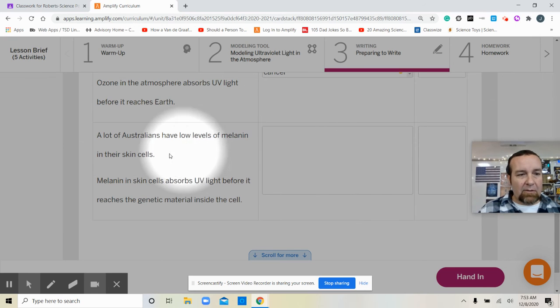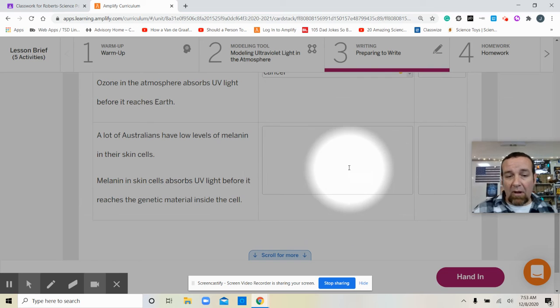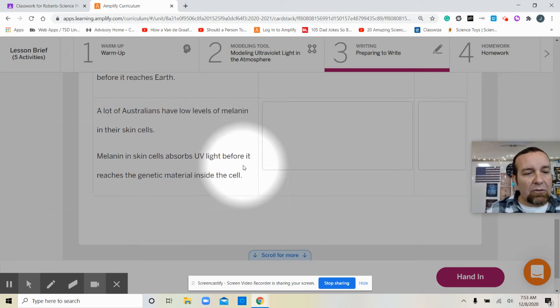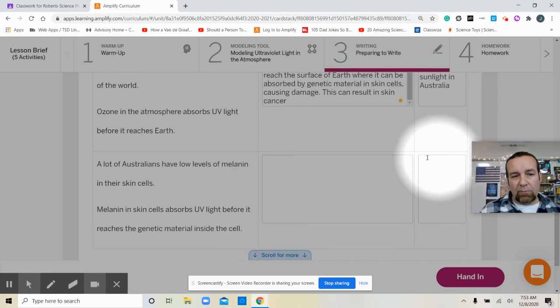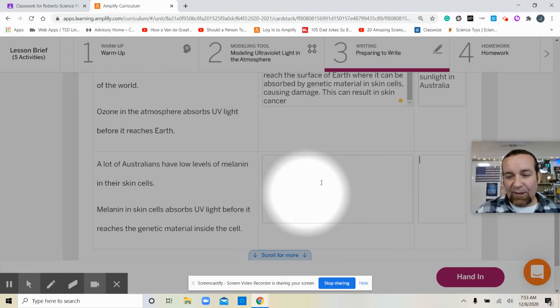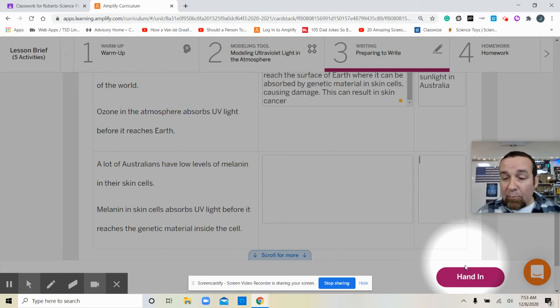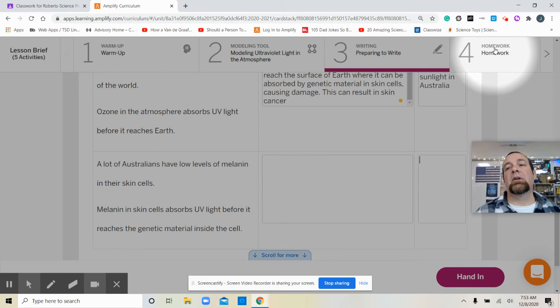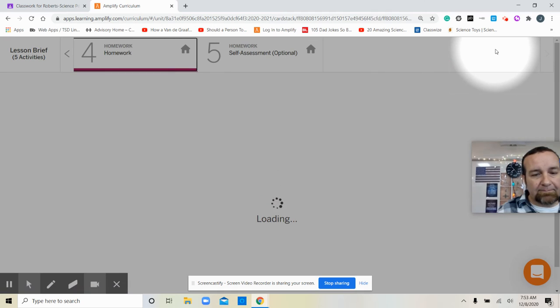Now for over here, we're going to do the same thing, and I'm not going to show you my response because I want you to try to do that on your own. This one is probably going to support claim 3, but I want to see your reasoning and rationale. Make sure you push that hand-in button before you go to the homework section.